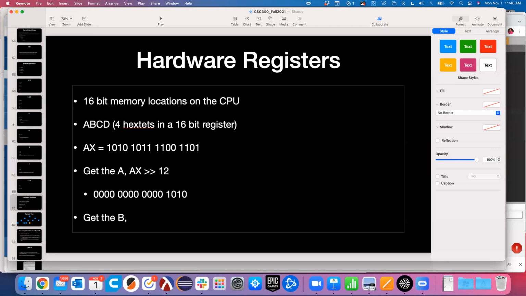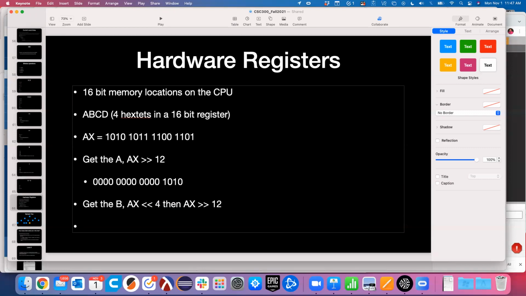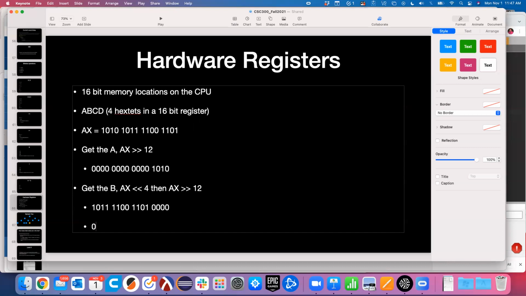Go ahead. Shift it left 4 times. All right, so he wants to shift it left 4 times first. So we can say AX left shift 4, then AX right shift 12. Okay. This actually would accomplish it. It's not the way I would have done it. But he's going to take the original value, left shift it 4, which is going to give him 1011, 1100, 1101, and then 4 zeros like that. And then he's going to right shift it 12 to turn it into that guy, and then read from the register. We got our number. Okay, that'll work.